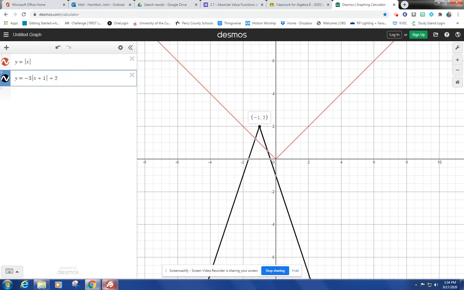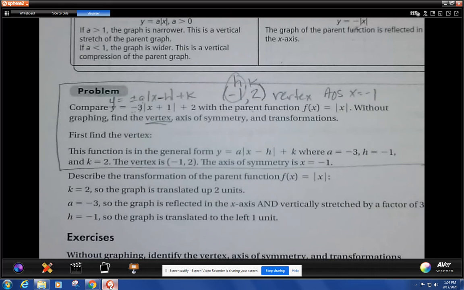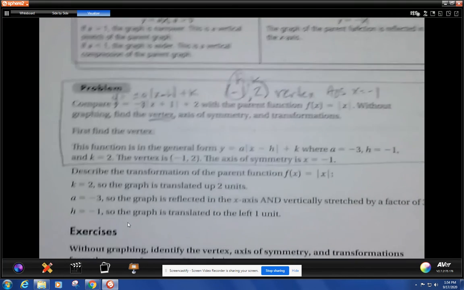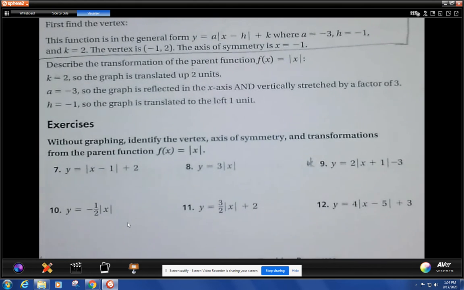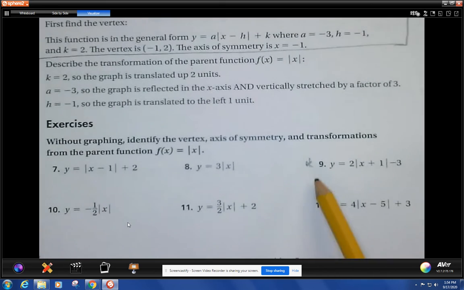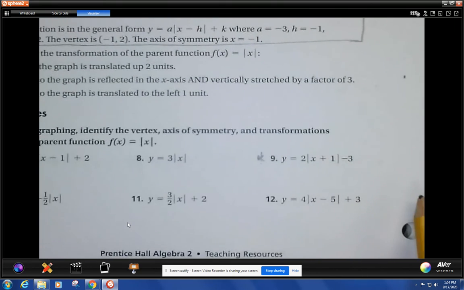Let's look at another live example, and then I've got one more problem after that, and then we'll be done for today. So it says, without graphing, identify the vertex, axis of symmetry, and transformations from the parent function. And we might as well pick one of the hardest ones here. So number 9, right here.